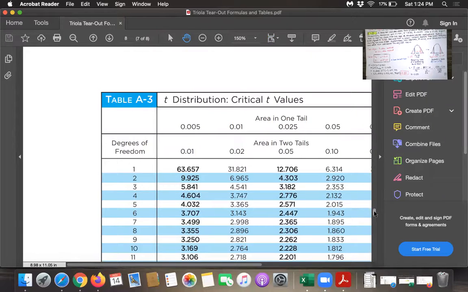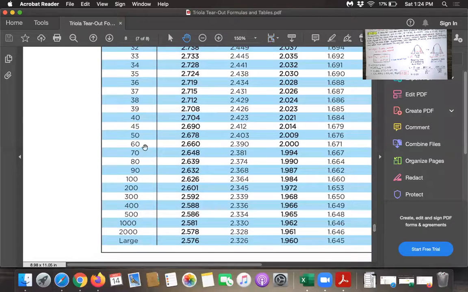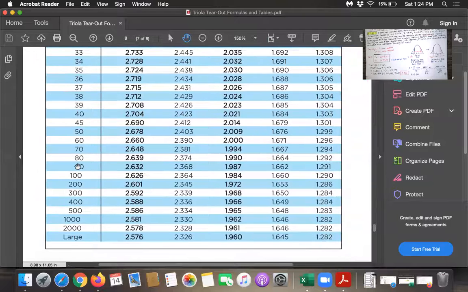Our degrees of freedom are 93. So I would go over here to this leftmost column and I'd look for 93. Now, if we don't have 93, we always round down rather than rounding up. That's just going to lead to more conservative estimates. So we're going to round down to 90 for degrees of freedom.